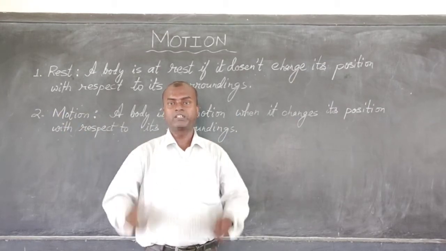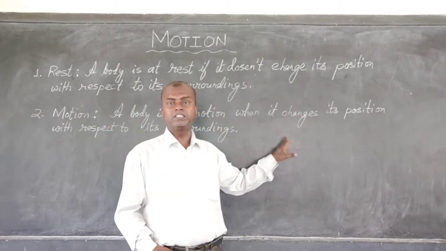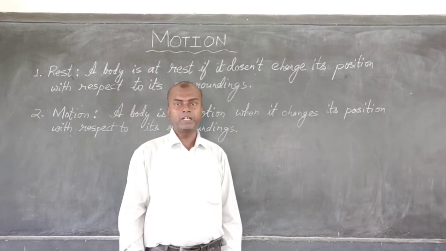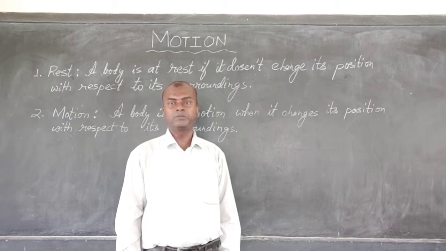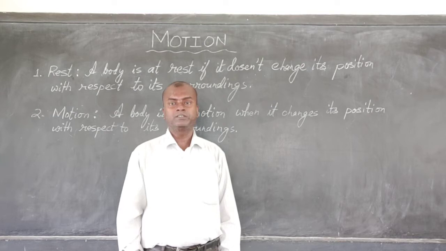What is my surrounding? My surrounding right now, as you can see it, is this blackboard. And my position is next to the blackboard. It is not changing. I am still here, next to the blackboard. So, I am at rest.